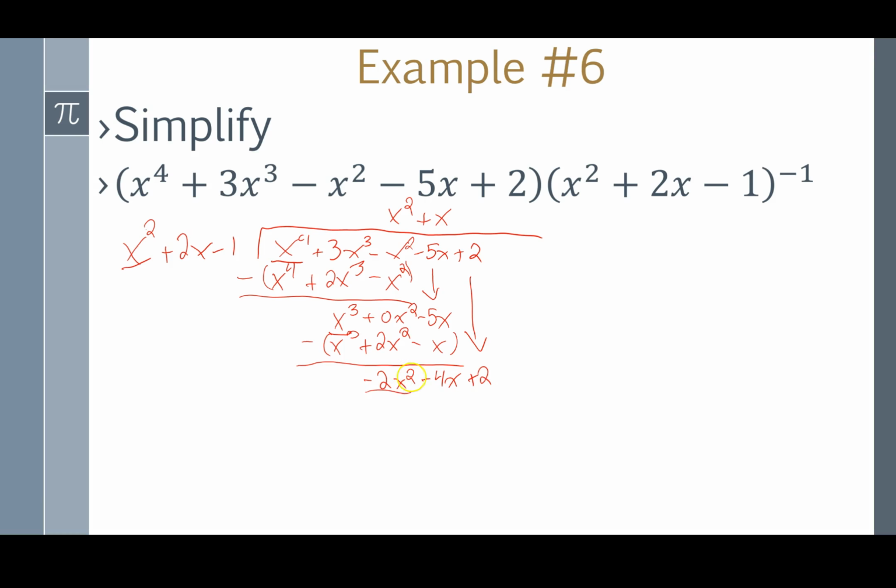Again, first terms, negative 2x squared divided by x squared is negative 2. So it becomes negative 2x squared minus 4x plus 2. When we subtract these terms, we notice we're subtracting the exact same expression, so the remainder is 0. So our answer is just x squared plus x minus 2.